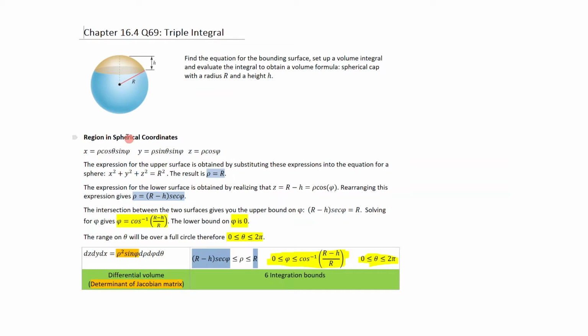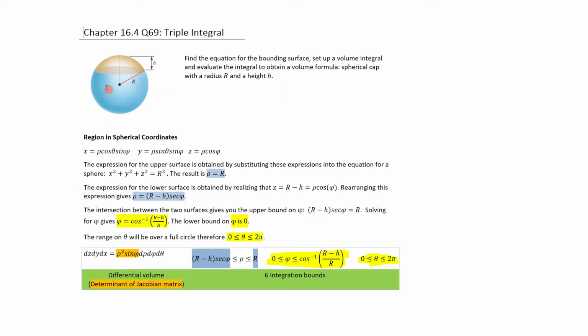Now the expression for the lower surface, which is this section that you see here, is obtained by realizing that this height that you see here would be equal to this radius minus this height. So if you swing this around to here, that r minus h distance would be this distance that you see here. So the height z of this bottom surface would be just z equals r minus h.